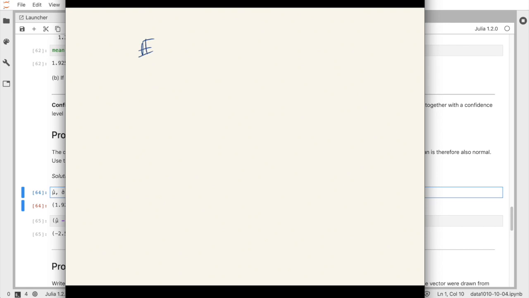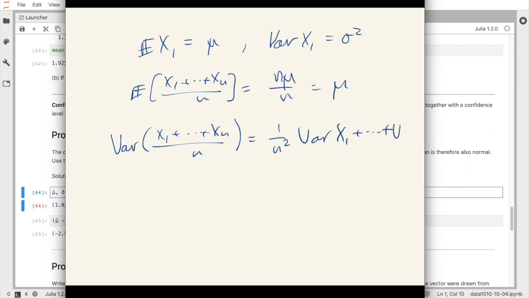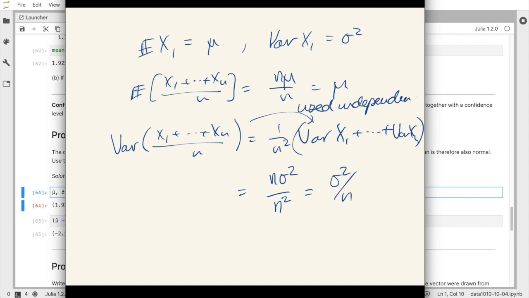If the expected value of each random variable is mu, and the variance of each random variable is sigma squared, then the expectation of the mean is equal to mu, and the variance of the mean is equal to the variance divided by the number of observations. Note that when I distributed the variance, we used the independence of the observations. So in other words, the standard deviation of the sample mean is going to be sigma over square root n.